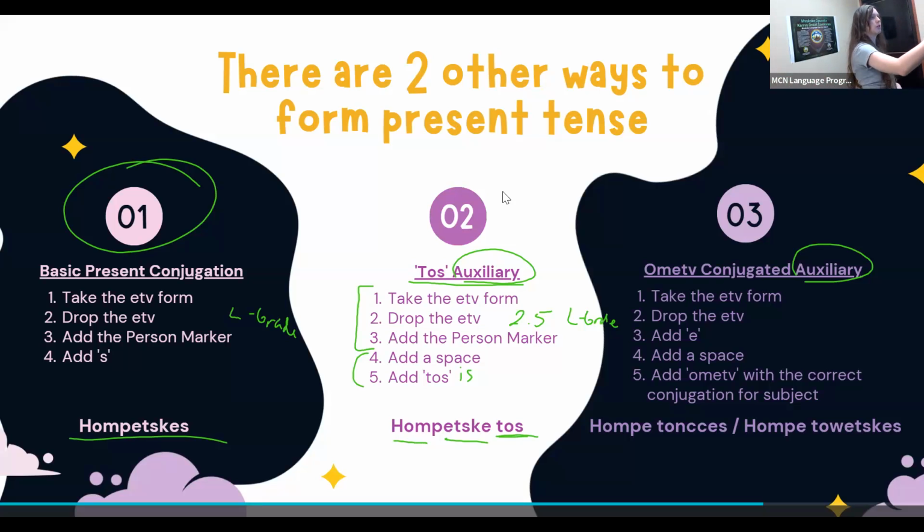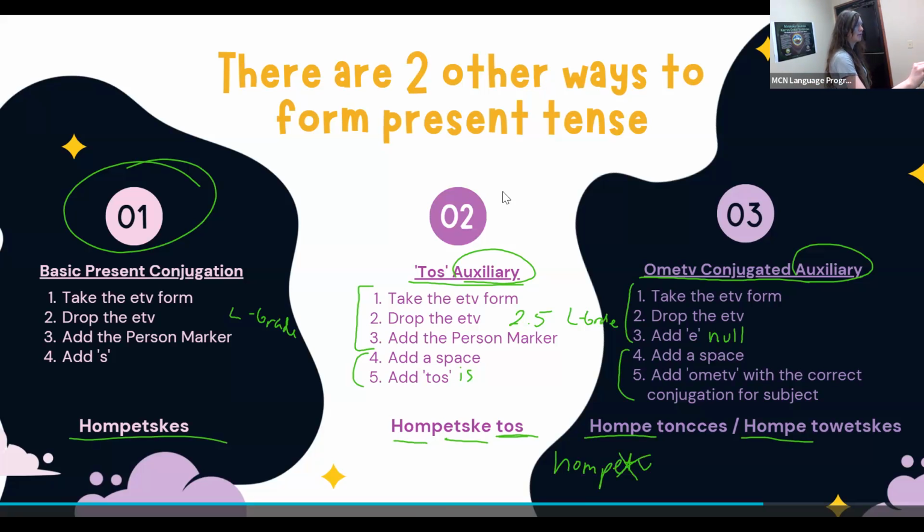Then the third conjugation is what I call omada conjugated auxiliary. Omada conjugated auxiliary. And that's because we make omada do all the work. So you take your ida form, and you drop the ida, and you add the null E, right? That means it's not the long E, it's the short one, null, right? Then you add a space, and you do the correct conjugation form on omada instead. So, right, home comes from the homada. We drop her ida. It needs that null E because it can't just be home.